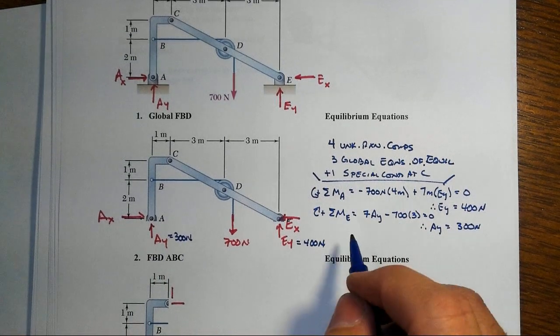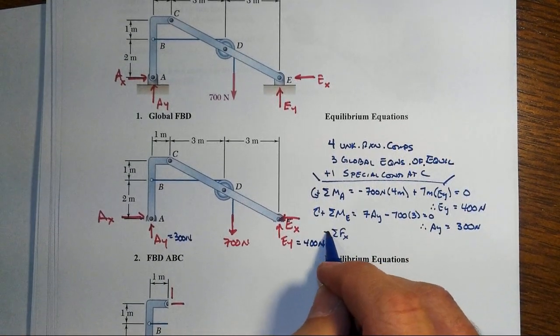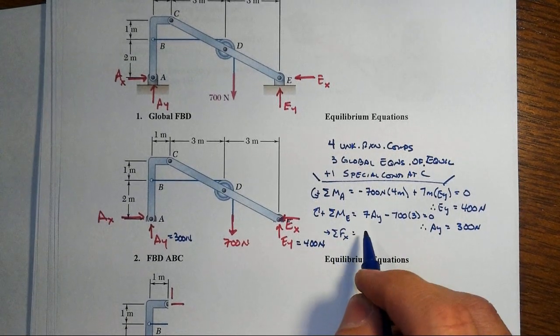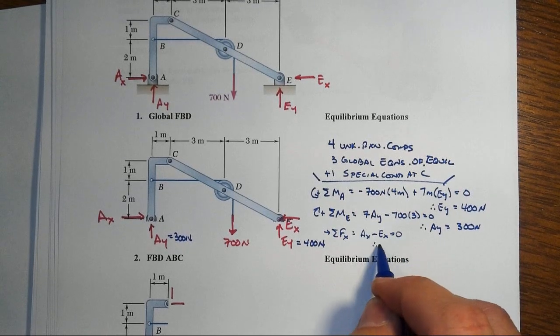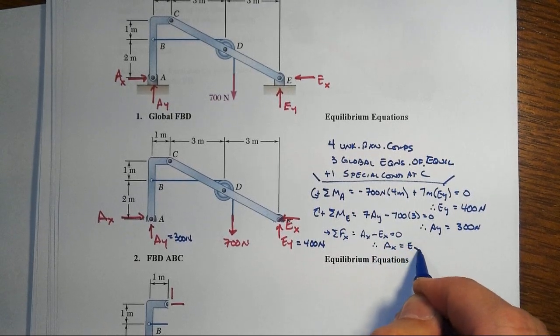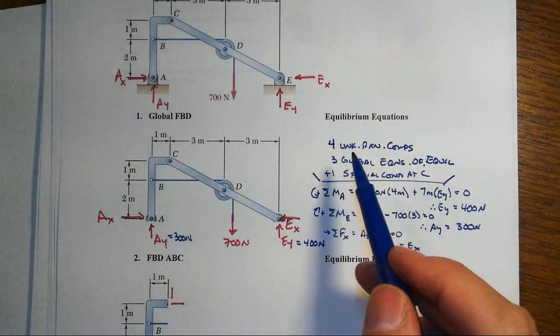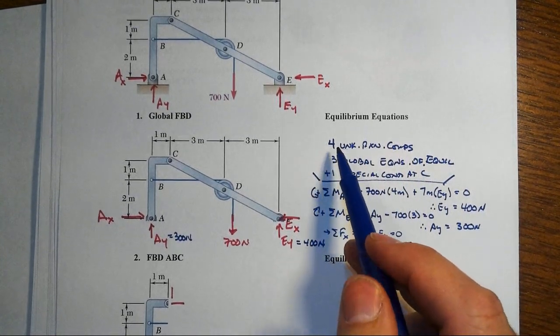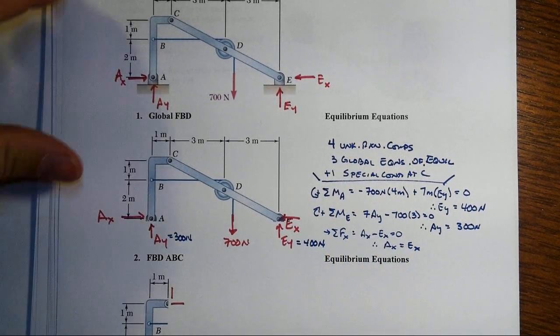And then we'd be kind of stuck here. Sum of forces in X on that free body diagram, all we get is AX minus EX equals 0, so those two are equal and opposite, but that's all we know. That's the notion that if we don't use this special condition at C, we don't have enough information to uniquely solve for all of the reactions. We can solve for some, but not all. So let's see what happens.